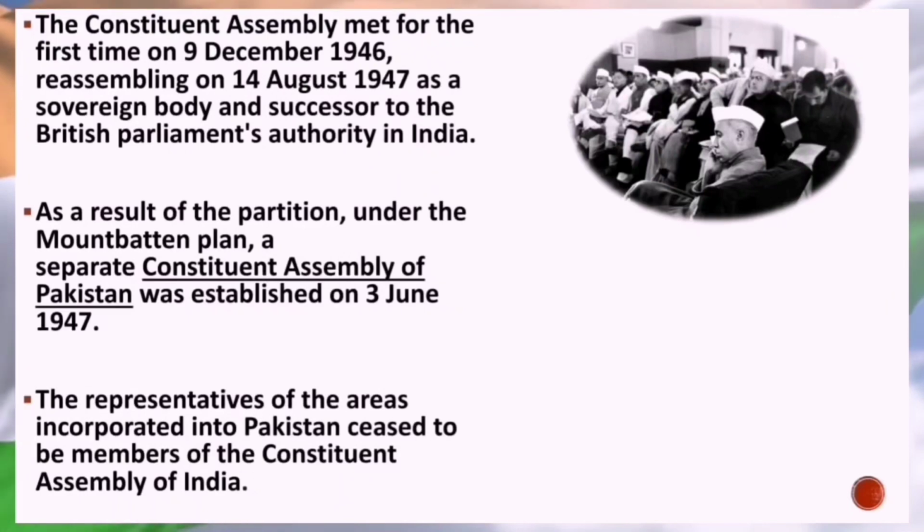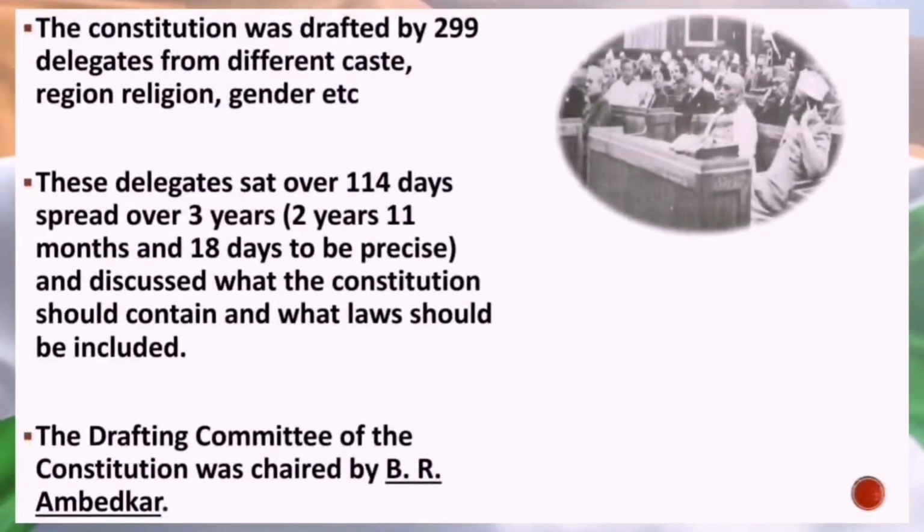As a result of the partition, a separate Constituent Assembly of Pakistan was established on 3rd June 1947. The membership of the Constituent Assembly was 299 after reorganization and it met on 31st December 1947. The constitution was drafted by 299 delegates from different castes, regions and genders.